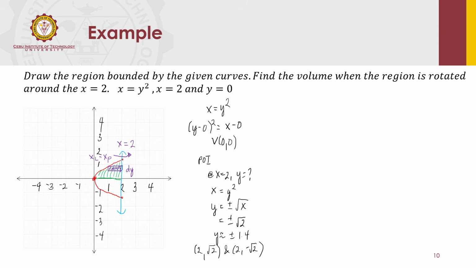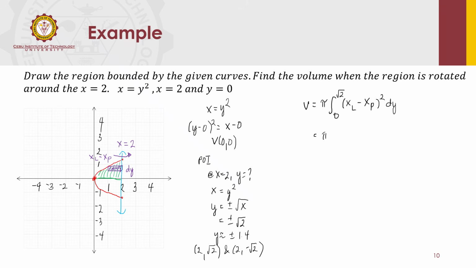So we now set up the volume equation. So it's pi times the integral of r, which is x of the line minus x of the parabola quantity squared, and the thickness is dy. And since the variable is y, we're going to use y values. So it starts with y equals 0, and we end with y equals square root of 2.